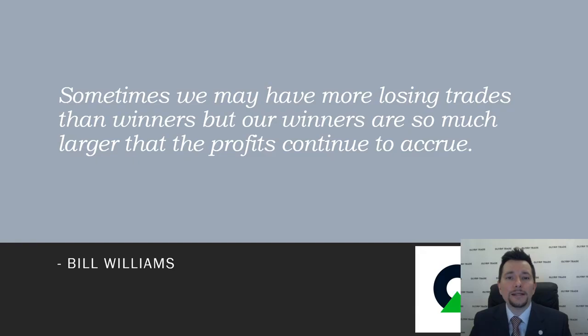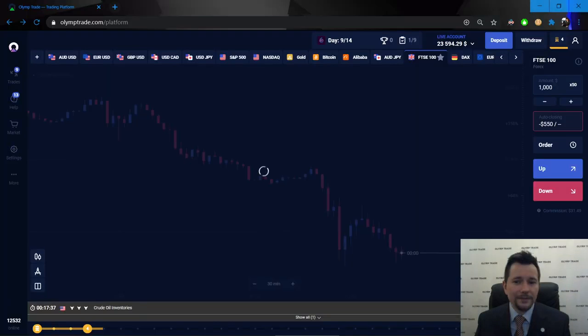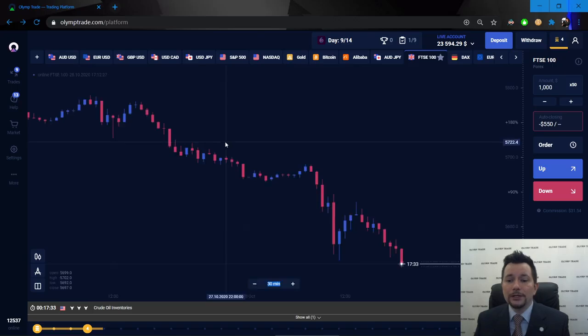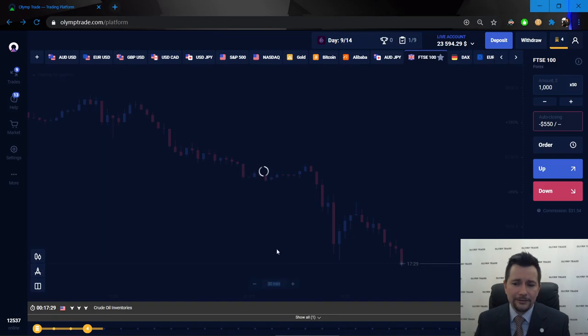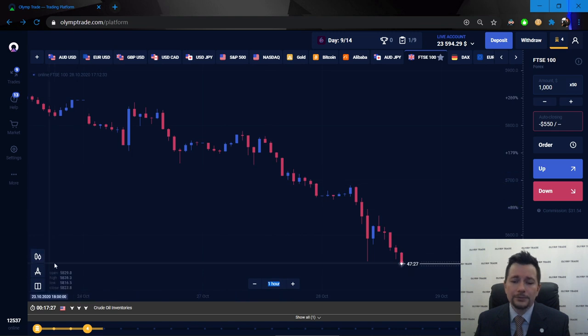So keep in mind that you want to trade as compact as possible, getting out of losers as fast as possible, and staying in your winners as long as possible. Let's have a look at the graph, see how we can plot this indicator and how it looks on the Olymptrade platform. So here we have the FTSE 100 on a 30-minute graph. I'm going to put it up to the 1 hour.